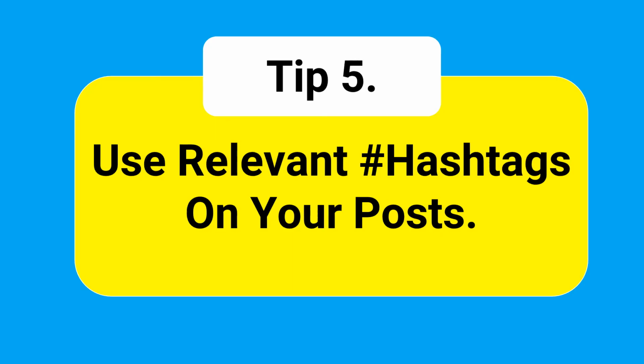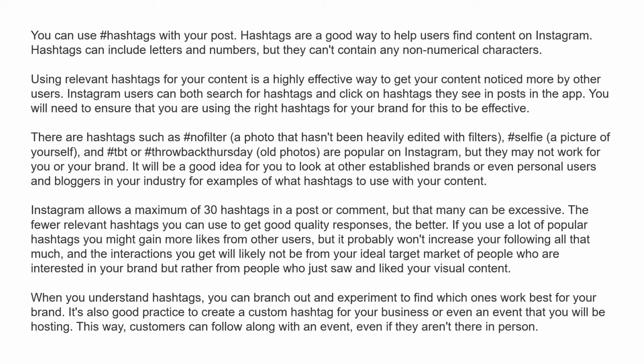Tip number 5. Use relevant hashtags on your posts. You can use hashtags with your post. Hashtags are a good way to help users find content on Instagram. Hashtags can include letters and numbers, but they can't contain any non-numerical characters. Using relevant hashtags for your content is a highly effective way to get your content noticed more by other users.